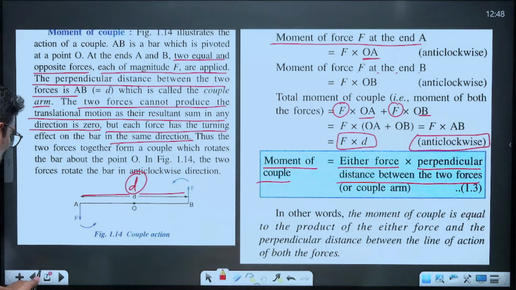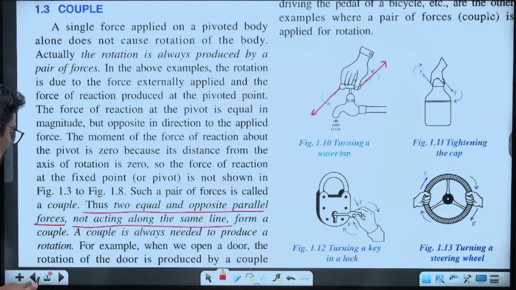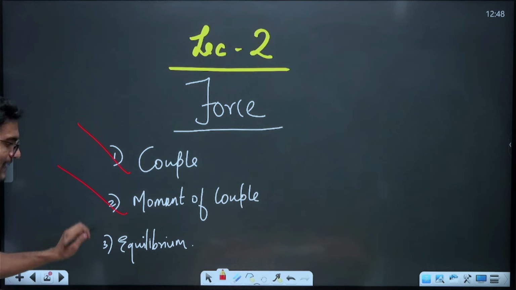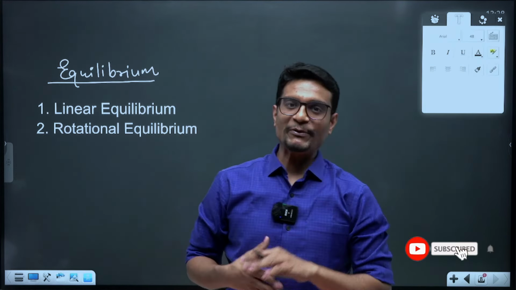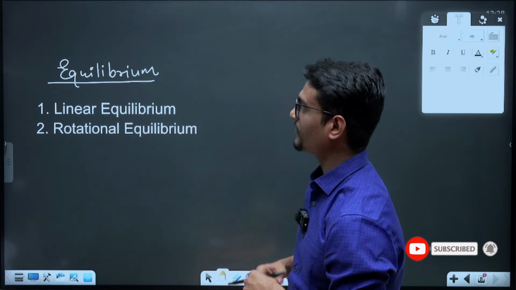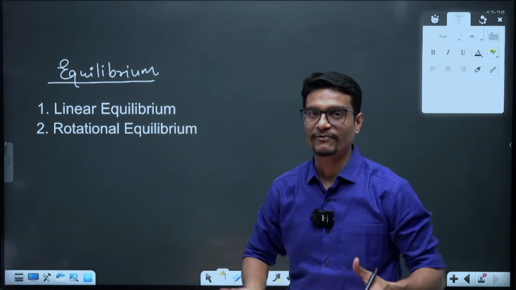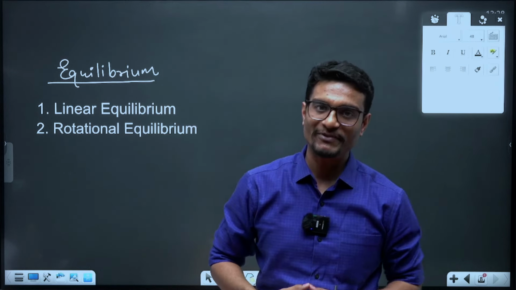Next, we are done with what is a couple and what is a moment of couple. Now let us come to the point of what is equilibrium. So there are two types of equilibrium. One is the linear equilibrium and the other is the rotational equilibrium. Let us study them one by one.